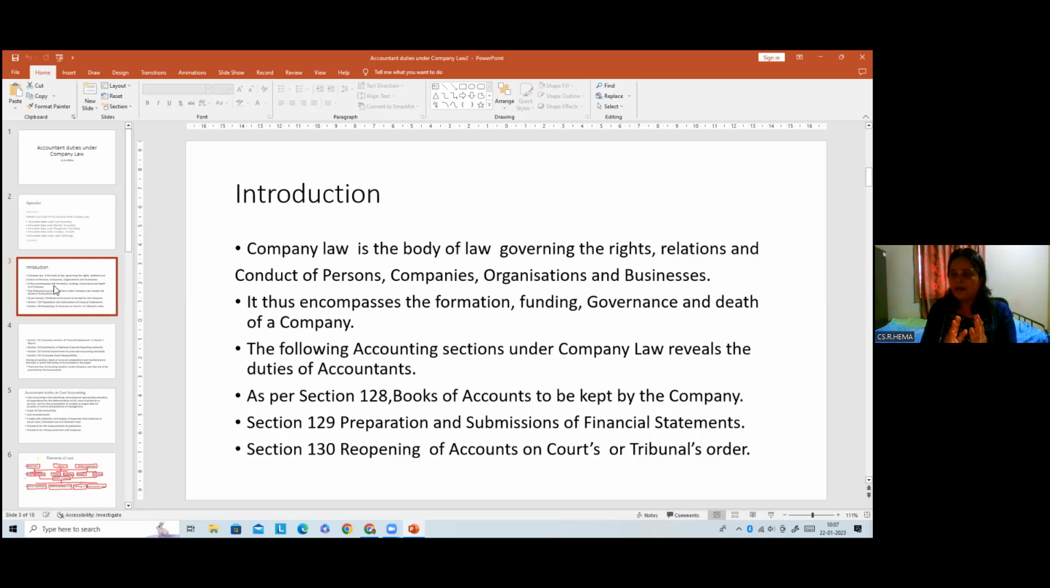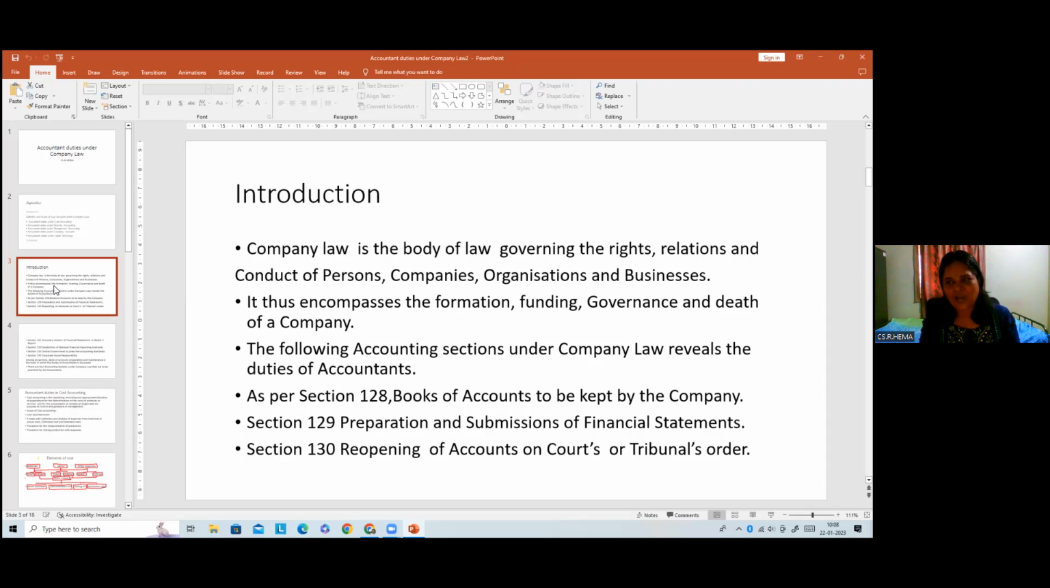So a company law may be defined, how company law is useful to a company. I want to define how it is useful to the people who are directing and governing a company. It gives the rights, relation, and conduct of persons, companies, organization, and business. These are 4 units: persons, companies, organization, and business. These are the key factors who need to use company law.